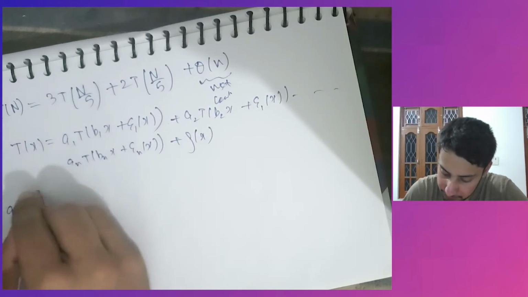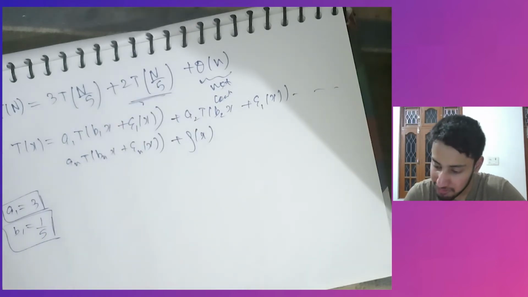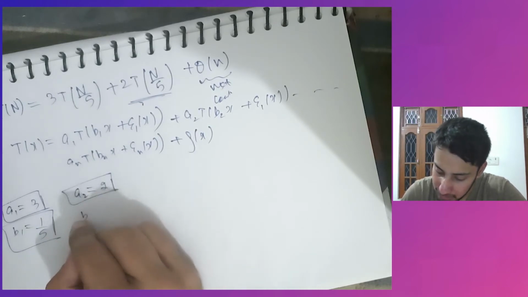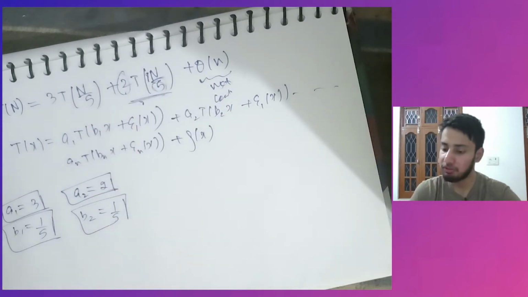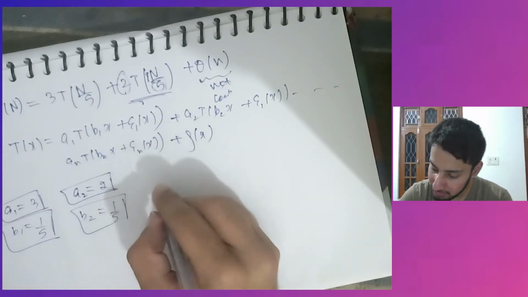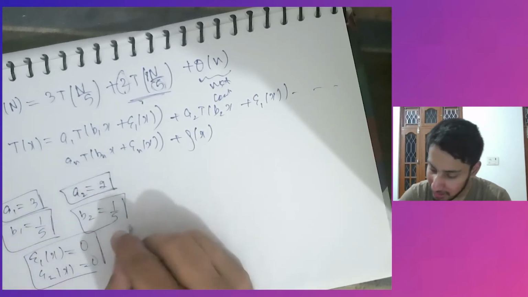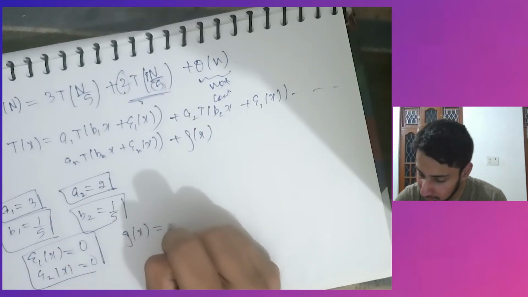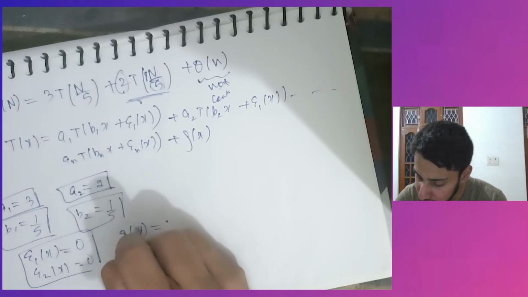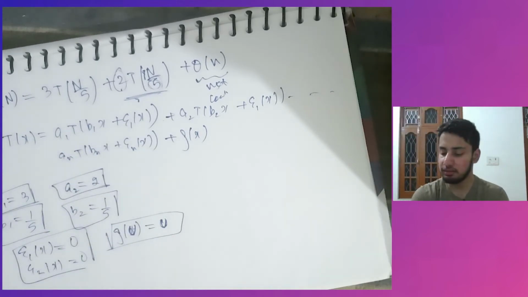What is a1 here? 3. What is b1 here? 1 by 5. And a2 equals 2, b2 equals 1 by 5. The some function of x terms are equal to 0. And what is g of x? We can say it is u. g of x or g of u, whatever you want to say, it's u. Got it?